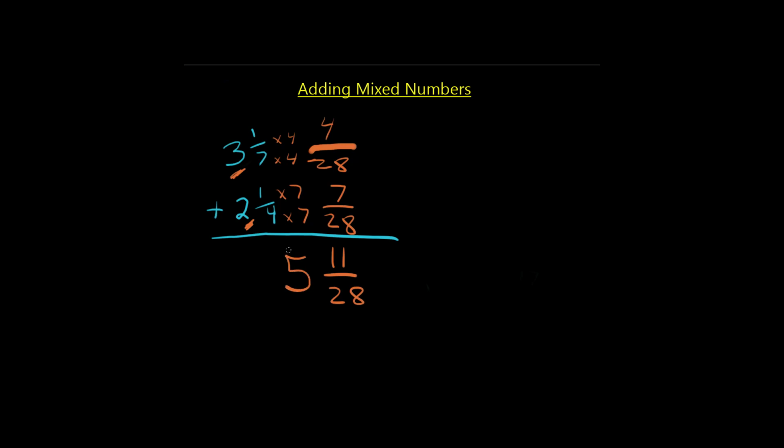When you're adding mixed numbers, more than likely your answer is going to be a mixed number. So make sure that you have that 5 and 11/28. Also be aware that sometimes you'll have to simplify the fraction part of the mixed number. This one we don't. This one's already in simplest form, 11/28. But if they were both even numbers, for example, you would have to simplify it. But for this problem, 5 and 11/28 is our final answer. All right, so let's take a look at another problem.